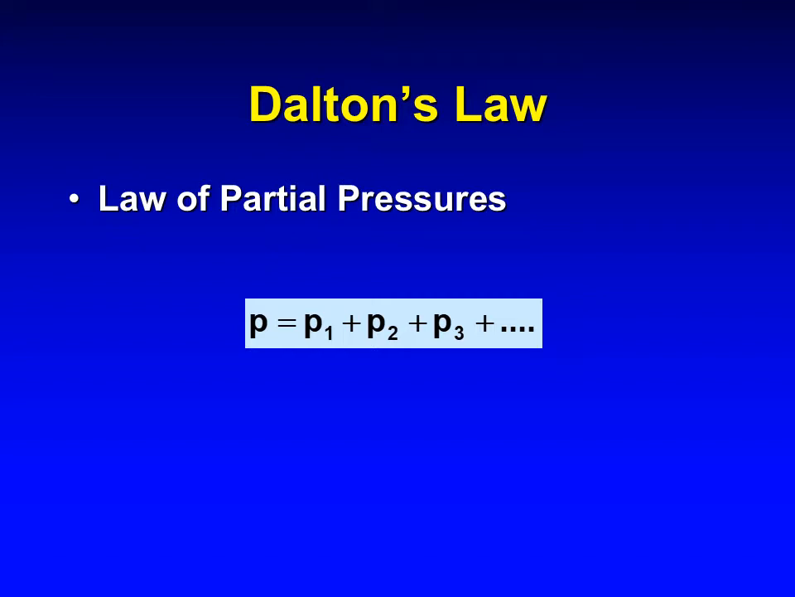In our atmosphere, we have approximately 1,000 millibars of pressure at sea level exerted by our atmosphere. Since oxygen is 21% of the atmosphere, it's probably exerting about 210 millibars of pressure. Nitrogen, 78% of the atmosphere, is exerting about 780 millibars of pressure, and argon, which is 1%, is probably exerting about 10 millibars of pressure. So that's how we deal with a mixture of gases, such as our atmosphere.